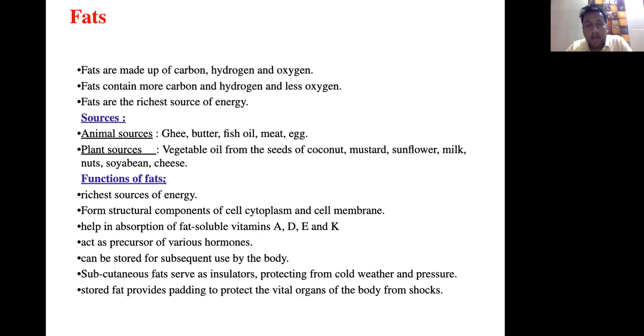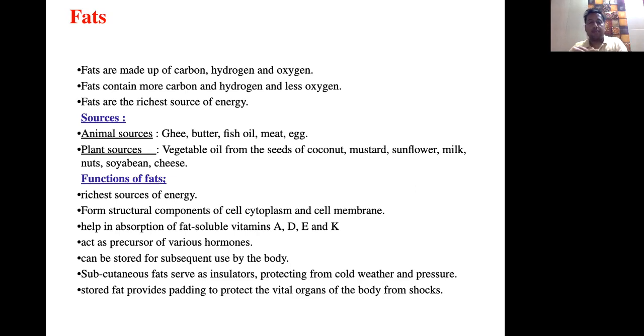I'll teach you later that vitamins are classified into two forms, water-soluble and fat-soluble. So there are many vitamins like vitamin D, A, K, E, which are fat-soluble. So fat is also required by our body to absorb these vitamins, which can then be used by our body. It also acts as a precursor of various hormones, and it can be stored for subsequent use by the body. Like the carbohydrate, fat is also stored in the body to be used in the hour of need or during starvation.